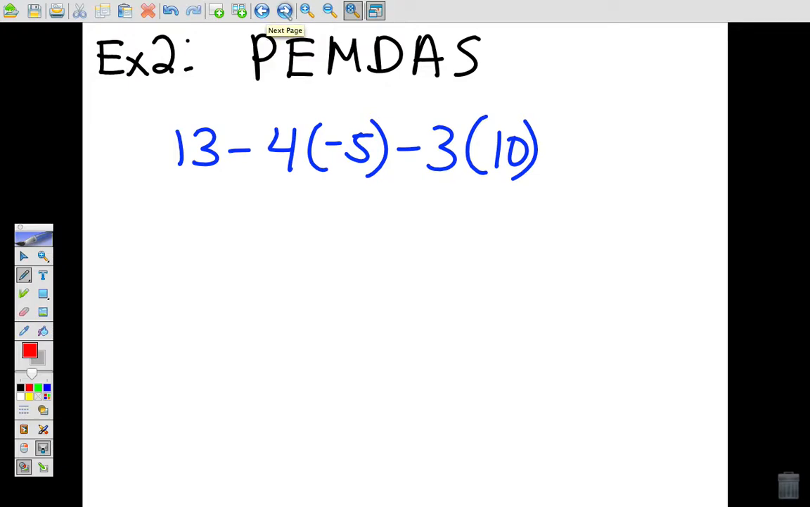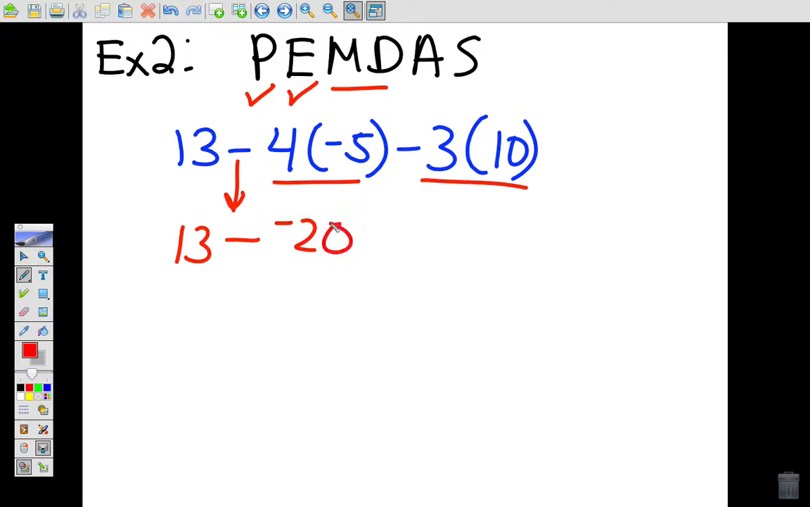So I'm just going to go right through the letters. Let's see, is there any parentheses where I have work to do in the parentheses? Answer is no. Do I have any exponents? No. Do I have any multiplication and division? Answer is yes. I have multiplication, I have multiplication. So I take 13 minus, notice where my minus sign comes from, 4 times a negative 5 is a negative 20, minus 3 times 10 is 30.